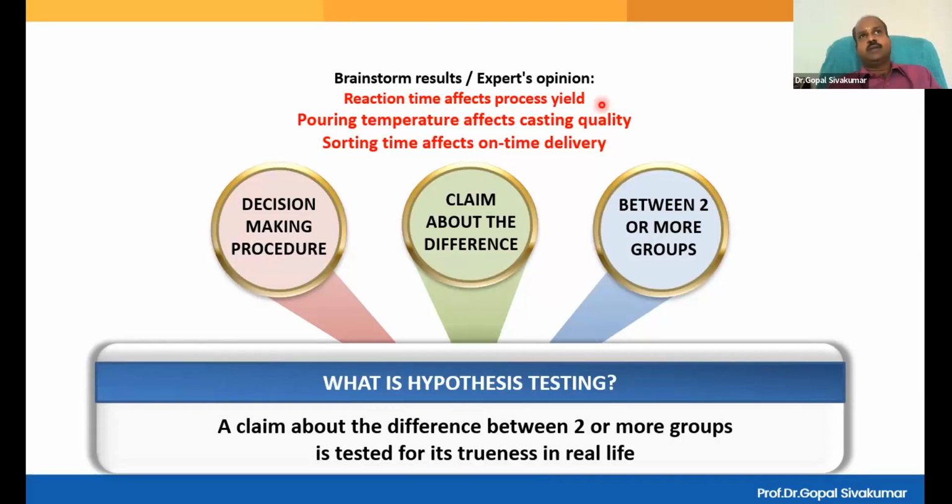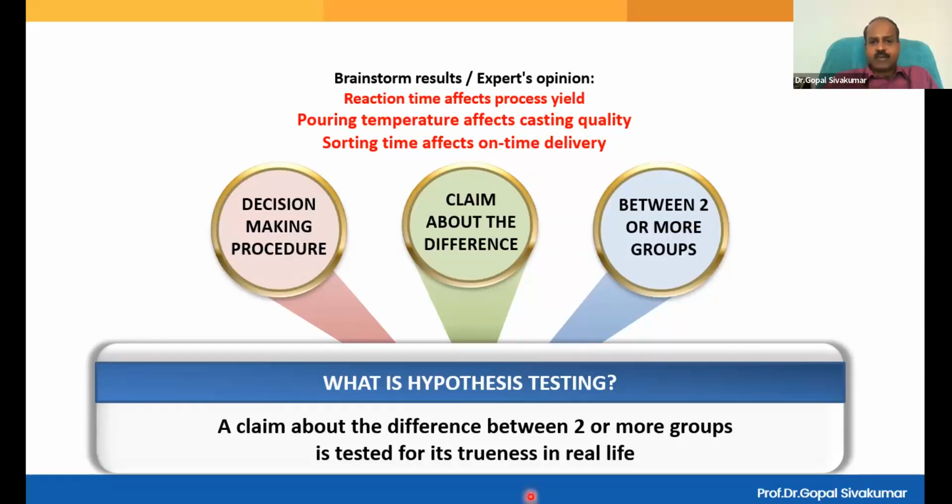And now I want you people to tell me, when there are two variables here, one is reaction time, another is chemical process yield. Tell me which is the X variable here, which is the Y variable here. Reaction time is one thing, chemical process yield is the other thing. Which is X variable and which is Y variable here?